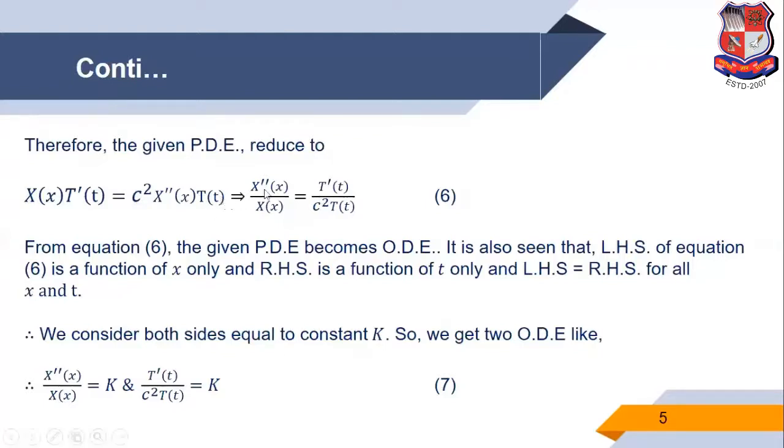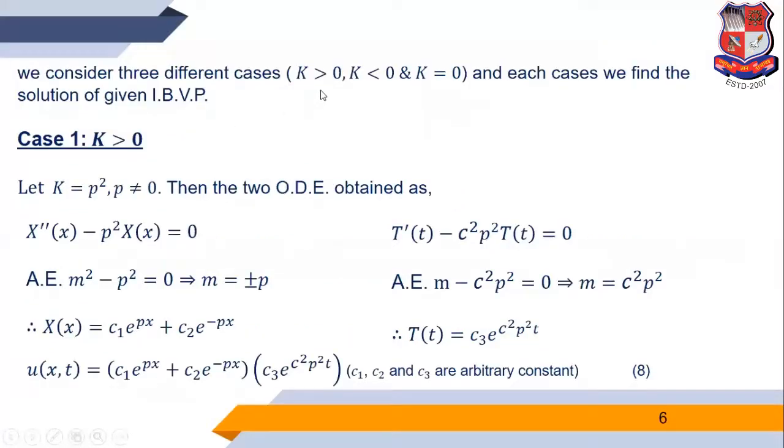equal. The left hand side depends only on x, the right hand side depends only on t, and therefore we consider this equation equal to constant k. So we get 2 ODEs like this: first term is equal to k and the second term is also equal to k. Now these are second order ODEs. So we consider the different cases, k greater than 0, k less than 0 and k equal to 0. And in each case we find the solution of the given initial boundary value problem. So now first we consider k greater than 0.